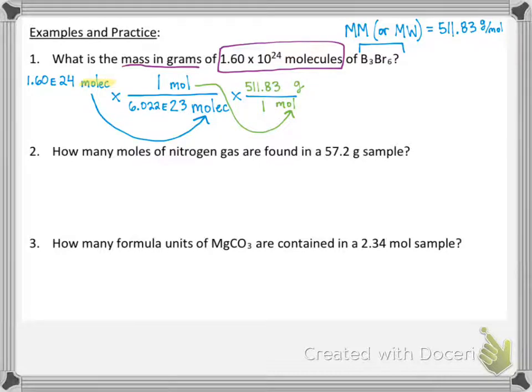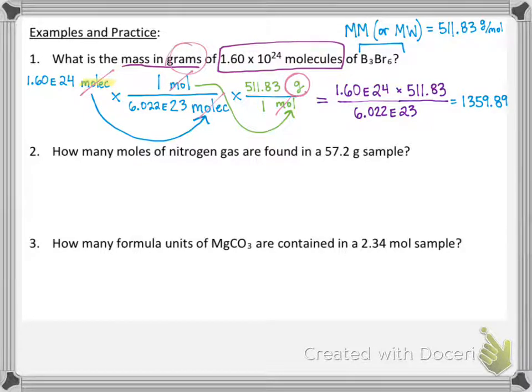And notice the glory. Molecules is on the top, molecules is on the bottom. It is dead to us. Moles is on the top, moles are on the bottom, also dead to us, leaving us just with grams, which is the unit we're looking for. Now, mathematically, when you're trying to multiply fractions, you basically multiply all things on the top, multiply all the things on the bottom, and then divide. I do that all in one step, but you just have to be careful of mathematical order of operations on your calculator. And once you plug that in, your calculator will spit out an answer.